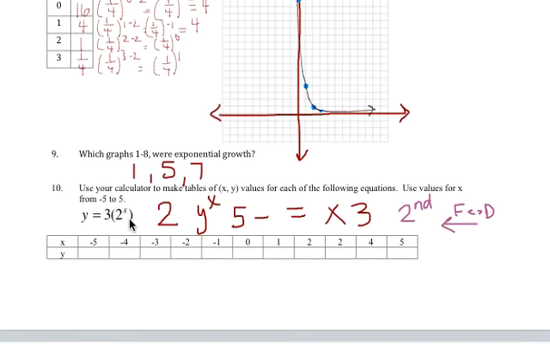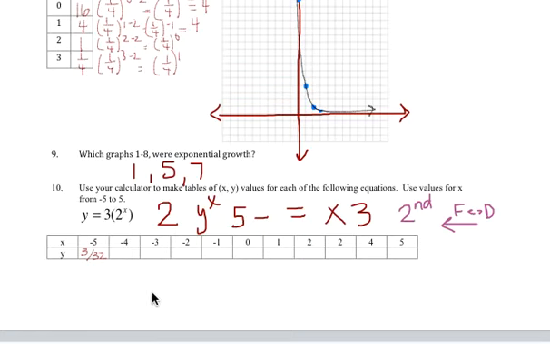What does it become? 3/32. 3/32, exactly. Isn't that nice how that works? Isn't that awesome? So cool. 3/32. Okay, so we've got a lot of calculator work.